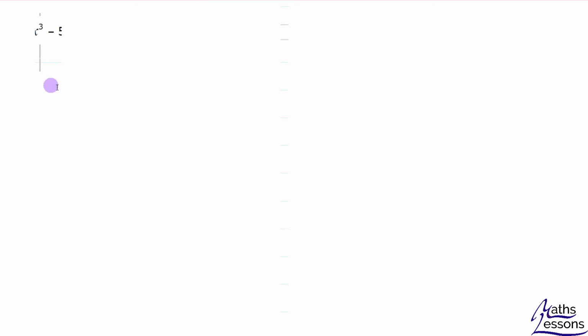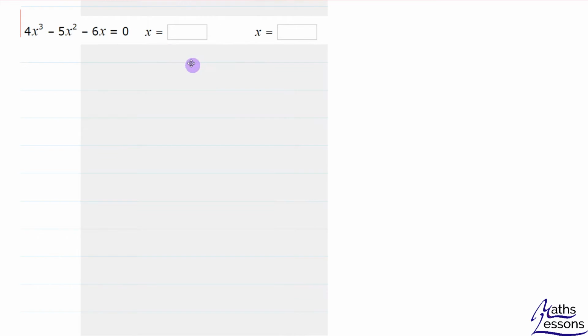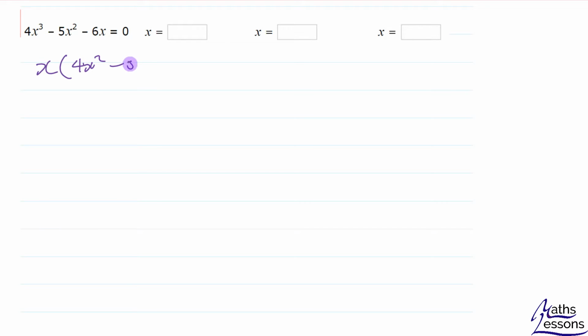Okay, oh sorry, the question disappeared again. It's being problematic. Okay, here we go, got it back. I hope you were able to do this question, if you wrote it down quickly enough. So you get 4x cubed minus 5x squared minus 6x. Well, straight away you've got a common factor of x. And we take out that common factor of x, and that means x could equal 0. So either x equals 0 or 4x squared minus 5x minus 6 equals 0.